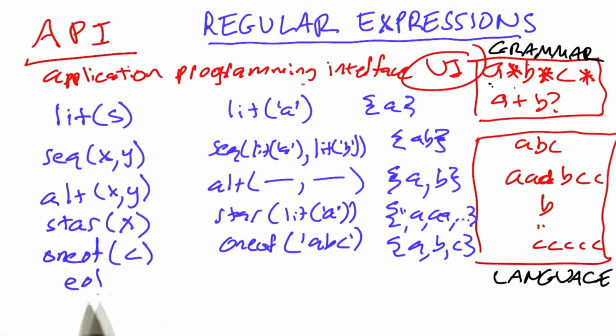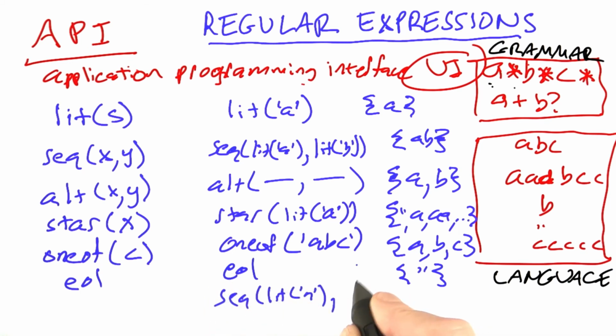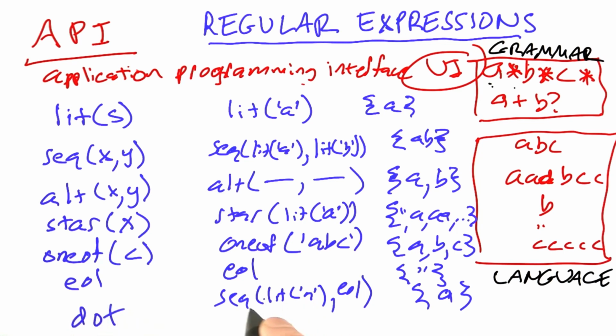We'll use the symbol EOL, standing for end of line, to match only the end of a character string and nowhere else. So what it matches is the empty string, but it matches only at the end. So the only example we can give is end of line itself, and we can give an example of sequence literal A, end of line, and that matches exactly an A and nothing else at the end. And then we'll add dot, which matches any possible character, A, B, C, any other character in the alphabet.